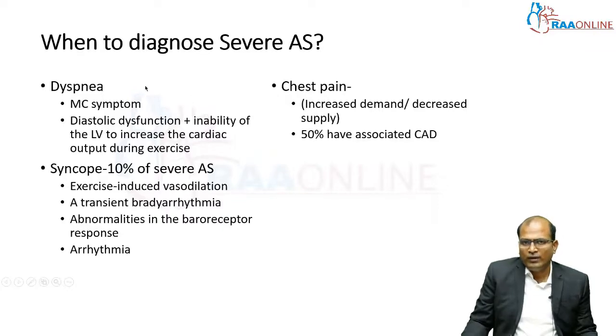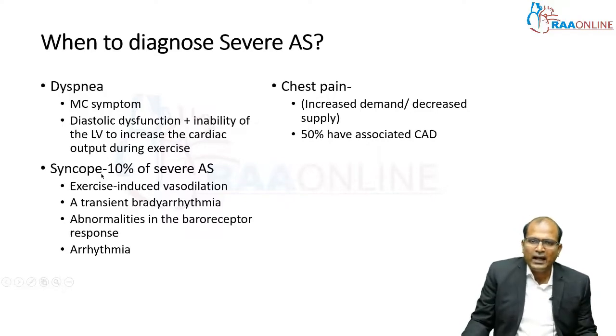When and how to diagnose severe aortic stenosis? Usually, a severe aortic stenosis patient presents with dyspnea, which is the most common symptom. This is most likely because of diastolic dysfunction leading to elevated pulmonary capillary wedge pressure. There is an inability of the left ventricle to increase the cardiac output, especially during exercise. This may even lead to fatigue.